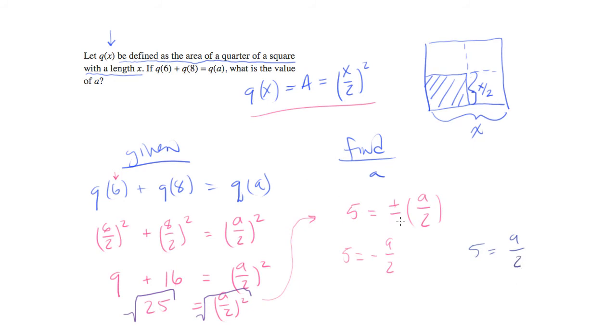Now, one of these is possible and one of them is not. And we can eliminate this one because we're not going to have a negative area. So remember that Q is defined as the area of a square. And you can't really have a negative area. So I'm going to stick with positive numbers.